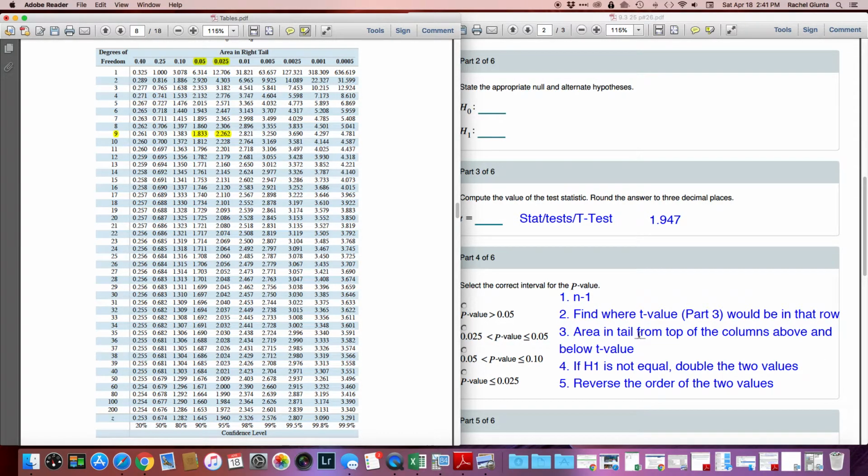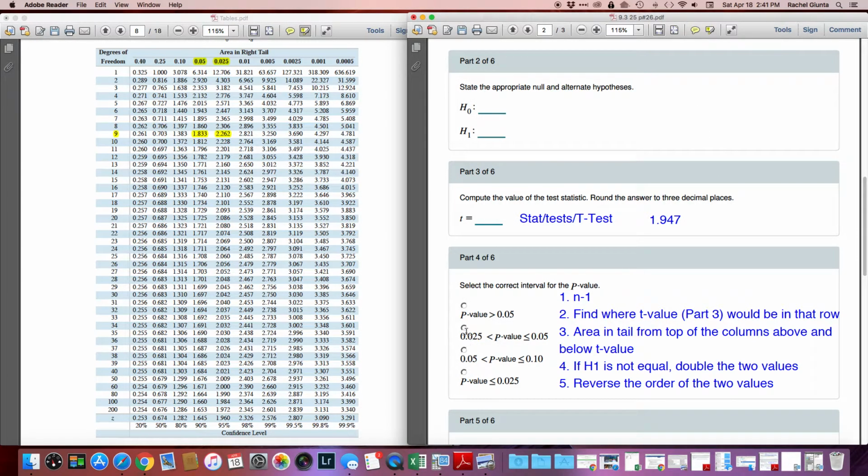And then we have to look back at our H1, and if it was a not equal, then we're going to double these two values. In this case, it was greater than, so we're just going to leave these two numbers alone. And then we reverse the order of the two values. So it's 0.025 and then 0.05, and that matches right here. And I'm going to highlight that because we're going to be using this for part 5.